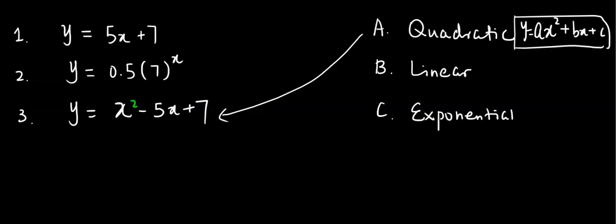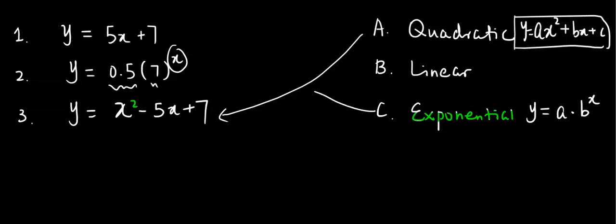Exponential. Exponential has the form y equals a times b to the x power. You see choice 2, a, b, x power. So this is C. Linear. This is in the form of y equals mx plus b.